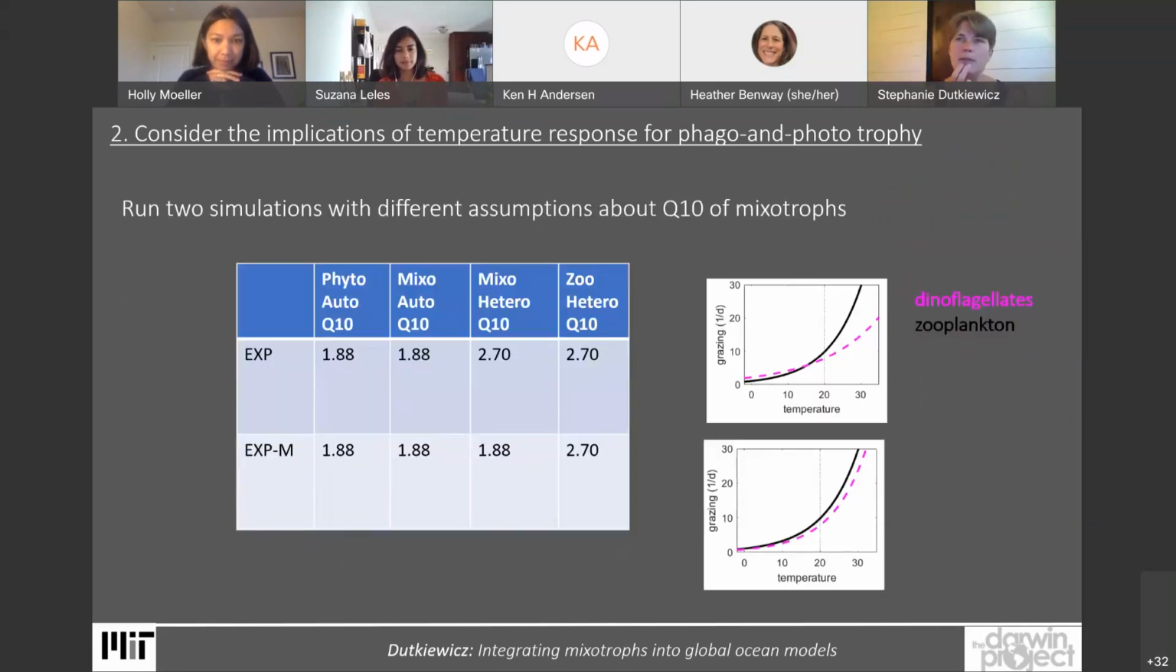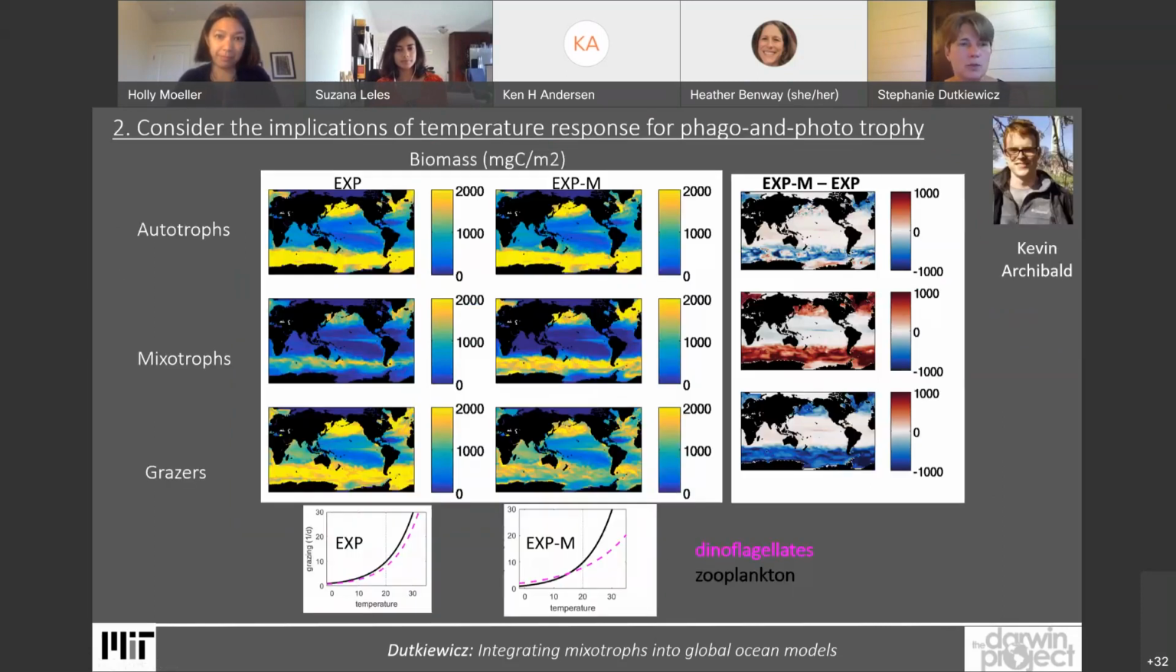We run two experiments, one where the mixotrophs have the same Q10 for both grazing and heterotrophy, and the other one where they have a higher Q10 for grazing. And not surprisingly, it makes quite a big difference. On the left is the experiment where they have the same Q10, in the middle where they have a different Q10, and on the right is the difference.